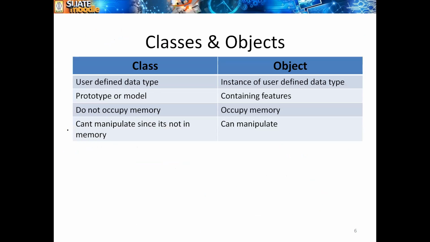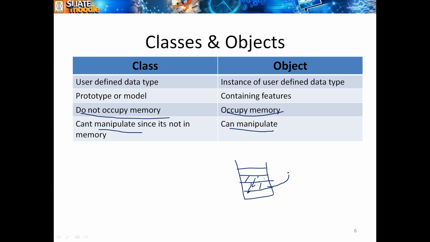Classes do not occupy memory, but objects occupy memory. So a class cannot be manipulated in that case, because classes do not occupy memory. That's the reason. An object is getting the memory allocation. In this case, we can manipulate it. This is one of the objects getting memory space.